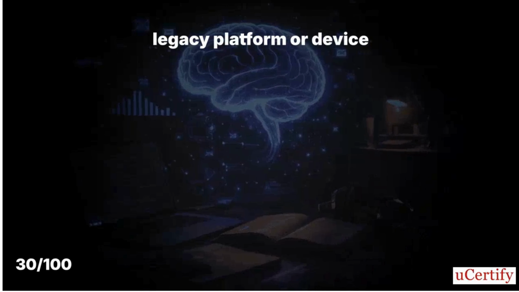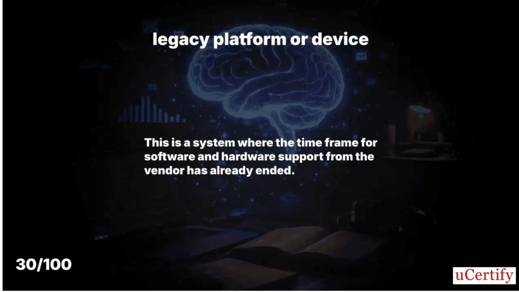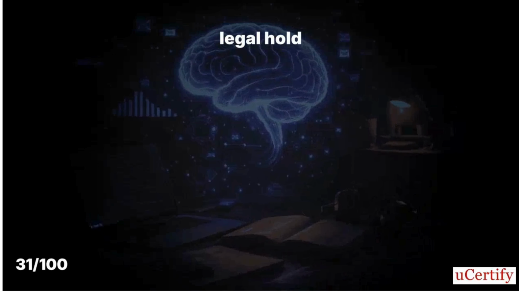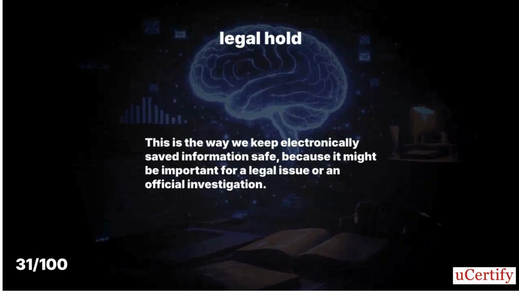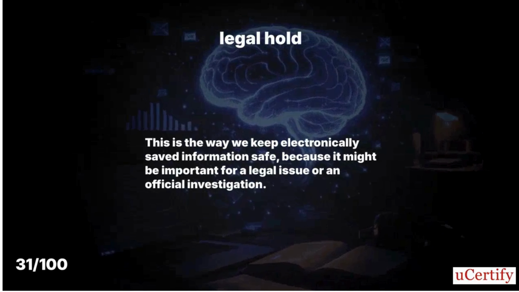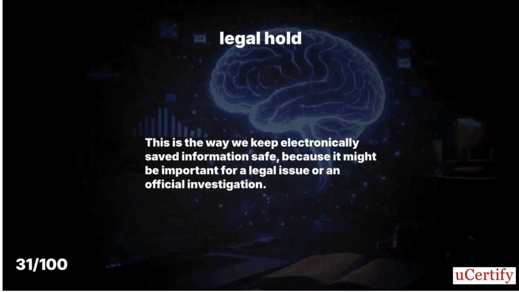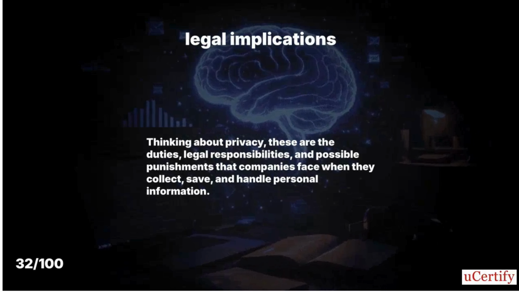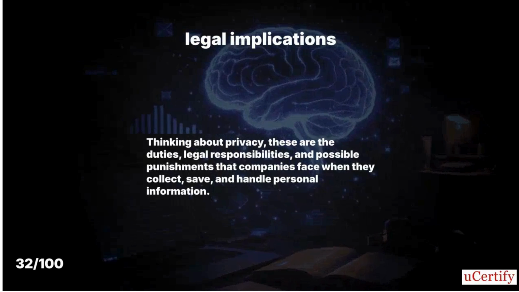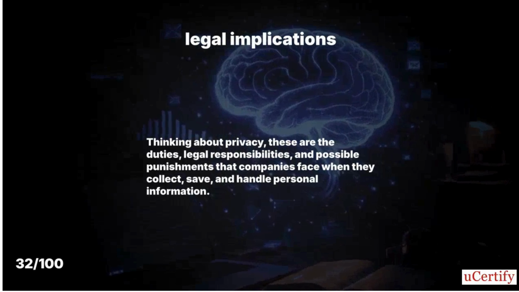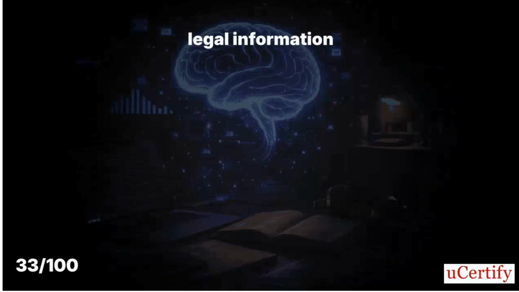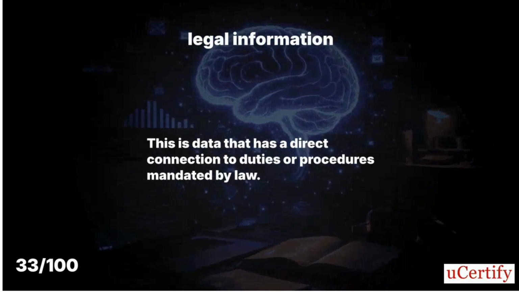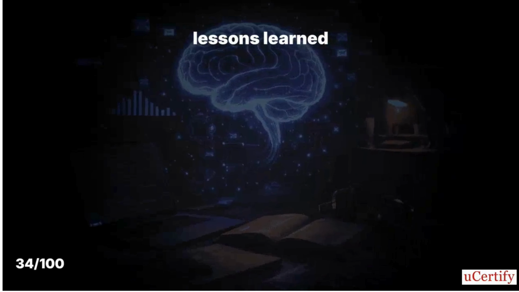Legacy system. This is a system where the time frame for software and hardware support from the vendor has already ended. Legal hold. This is the way we keep electronically saved information safe, because it might be important for a legal issue or an official investigation. Legal implications. Thinking about privacy, these are the duties, legal responsibilities, and possible penalties that companies face when they collect, save, and handle personal information. Legal information. This is data that has a direct connection to duties or procedures mandated by law. Lessons learned.